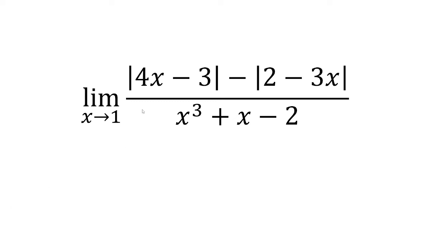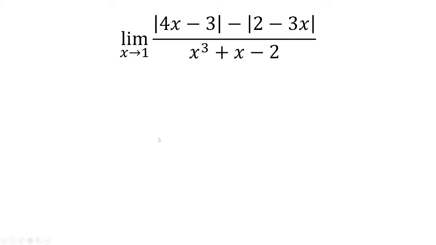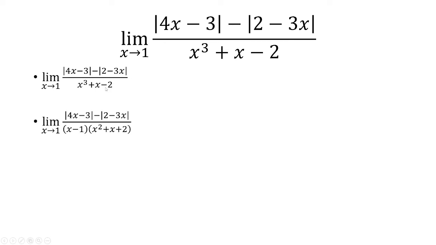In this video, we want to find the limit as x approaches 1 of the absolute value of 4x minus 3, minus the absolute value of 2 minus 3x, over x cubed plus x minus 2. We'll note that I can factor x cubed plus x minus 2, and I know I can do that because when I plug in x equals 1, 1 cubed plus 1 minus 2 is 0, so that means x minus 1 is a factor, and we're left with x squared plus x plus 2.